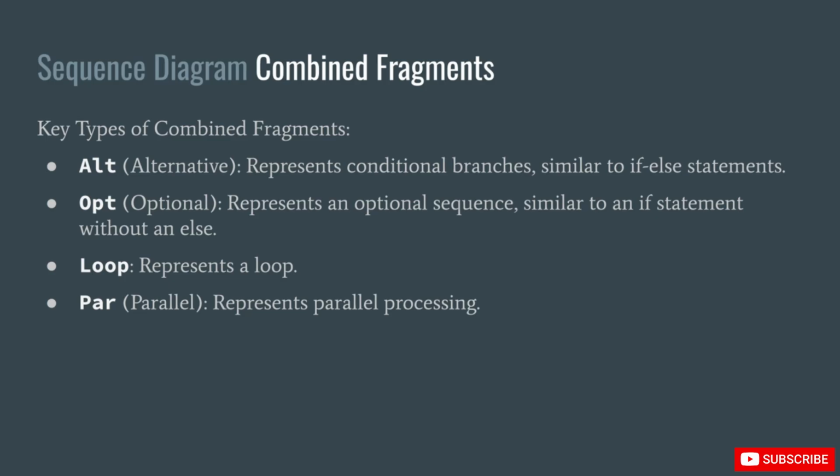Alt, or alternative, is like your if-else statements. It shows different paths the sequence can take based on conditions. Opt, or optional, is like an if statement without the else. It represents a sequence that might or might not happen. Loop, as you might guess, represents repetitive sequences. Par, or parallel, shows parallel processing, where multiple things happen simultaneously.